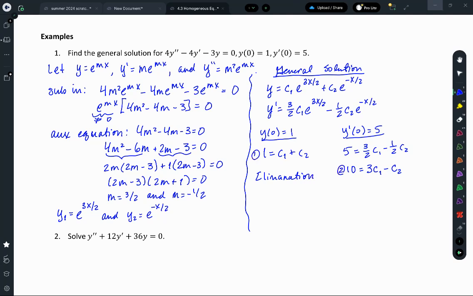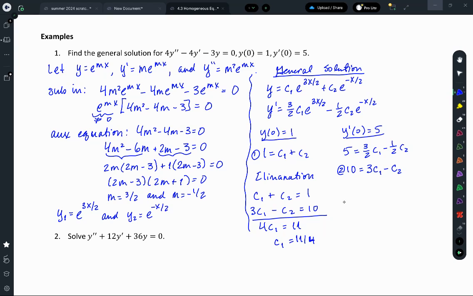Okay, so equation 1 and equation 2, I've got c1 plus c2 equals 1. And then I have 3c1 minus c2 equals 10. When I add like terms, I get 4c1 is equal to 11. Right? And so that is going to give me c1 is equal to 11 over 4. Okay? And then I can substitute that back into either equation 1 or equation 2 in order to find c2.